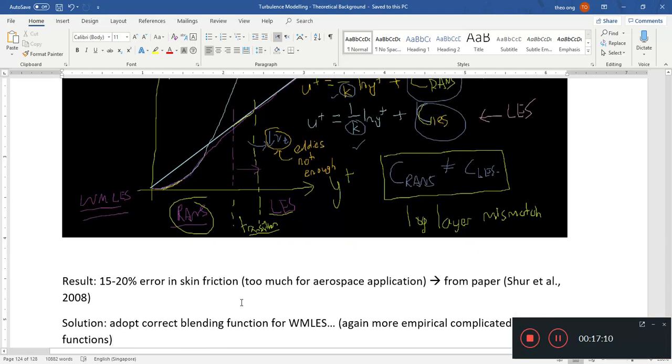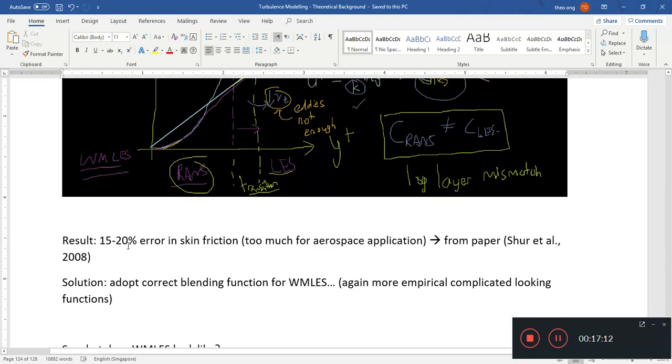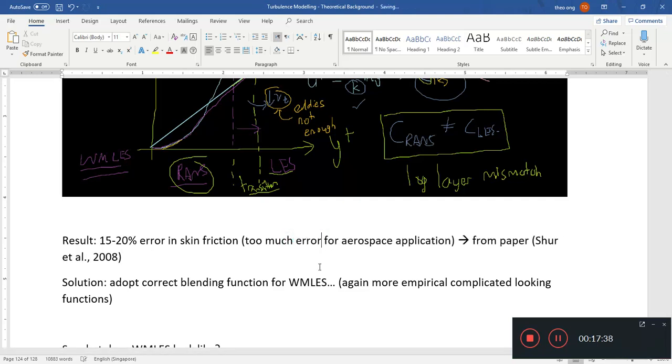What's the effect of this log layer mismatch? You actually have a 15 to 20% error in skin friction. So that means the drag coefficient, for example, for a plane wing can be off by that much, because skin friction correlates directly to the drag coefficient. So this is actually too much error for aerospace application, according to the authors of this paper.